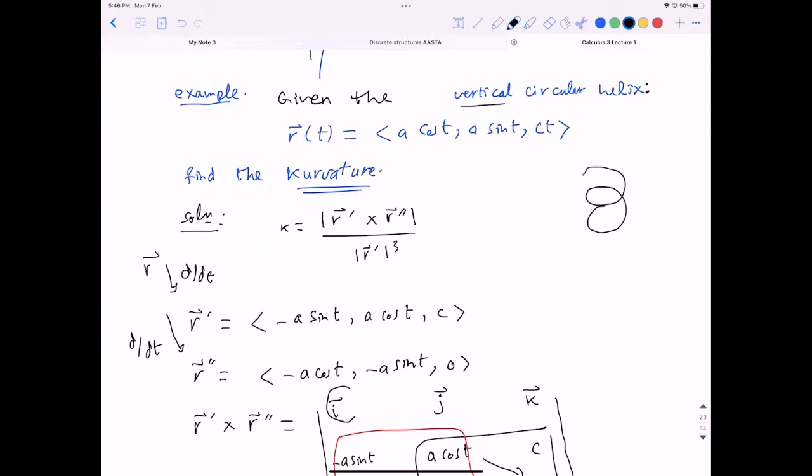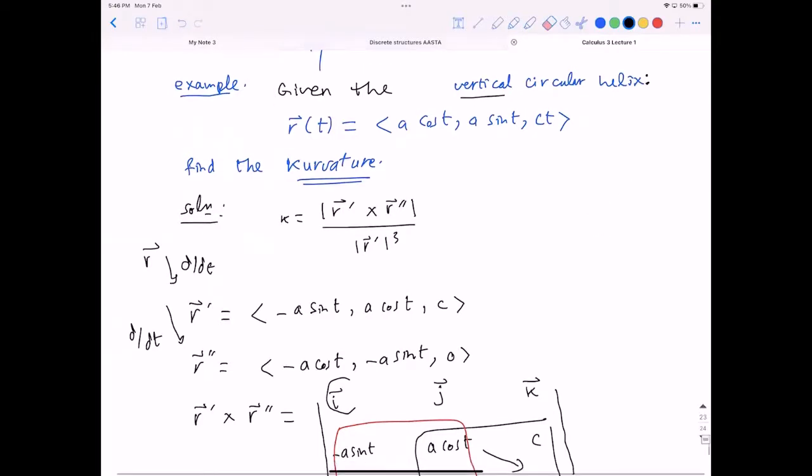I think the easiest way would be R dash cross R double dash over R dash power 3. Yes, the one that we wrote. This is what we will do. I'll divide it. Look, this is the easiest formula to use, but let's divide it into some parts. We need to compute R prime, R double prime, and cross them, divide. This is the first part: R prime cross R double prime.